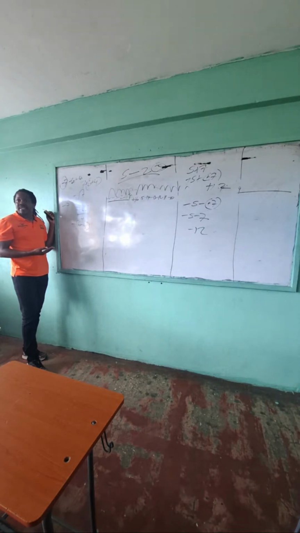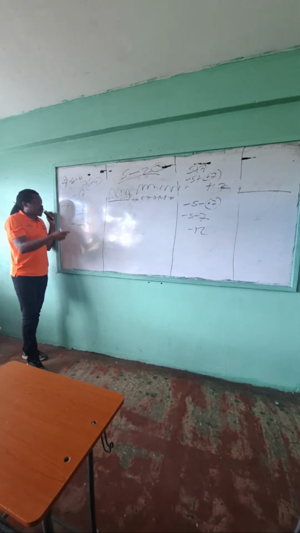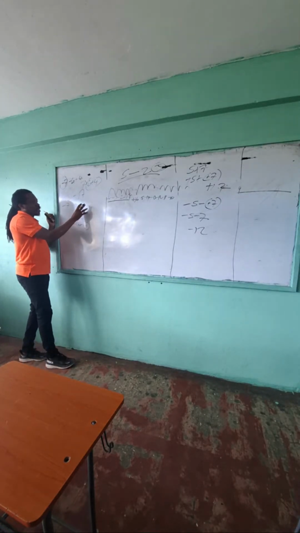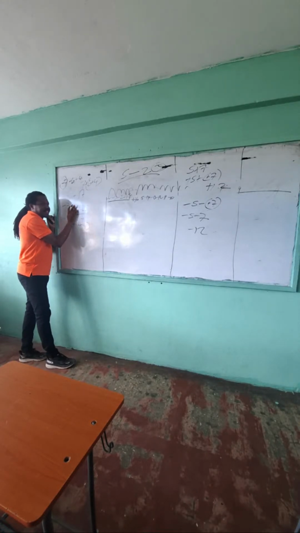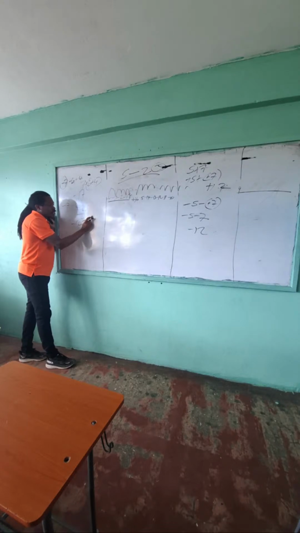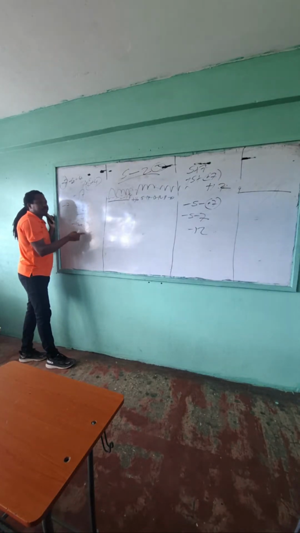You understand that? Watch me. You move 6 in the negative direction, and then you move 4 in the positive direction. So you end up in negative 6 plus 4. Are you understanding what I'm saying?